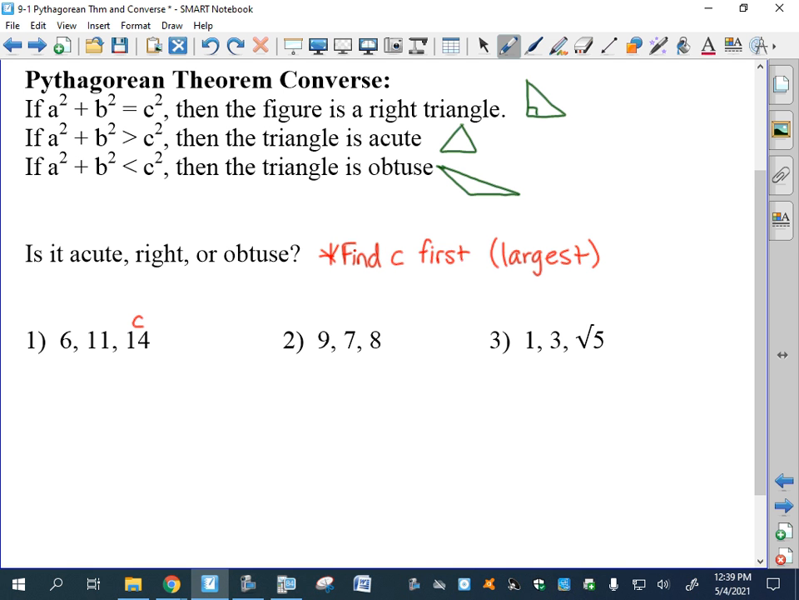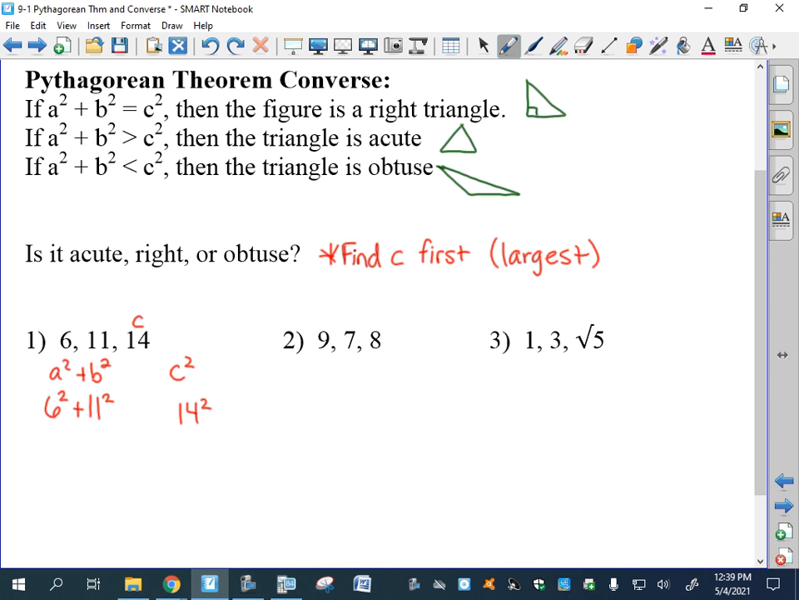14. Definitely. Now, I always just leave some space. So I'm going to do a squared plus b squared and see how does it relate to c squared. There's going to be like a symbol in there between. So a and b are interchangeable. So I'm just going to put 6 squared plus 11 squared. And then to the side, I'm going to put 14 squared.